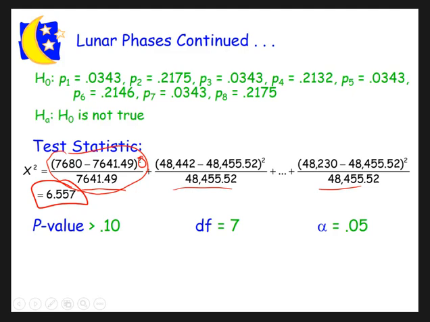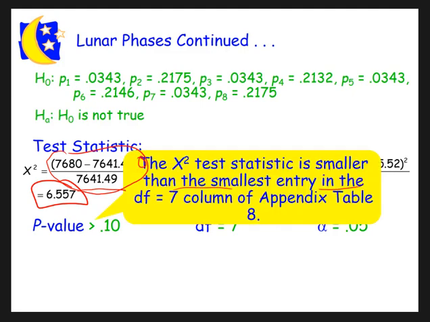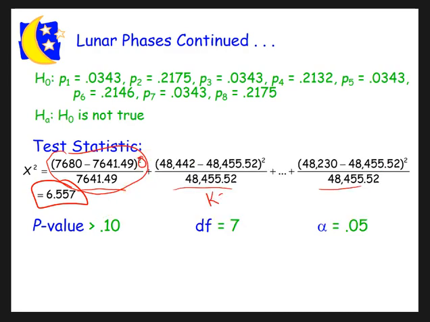For a p-value, in this case we need to know where it's at. We didn't really define our p-value yet. But we have 7 degrees of freedom because k was 8. So since k was 8, k minus 1 gave us 7 degrees of freedom. The alpha that we used here was 0.05. Our p-value we find by looking in the table, and we find the test statistic for 7 degrees of freedom, the one that is closest to the 6.557 without going over.